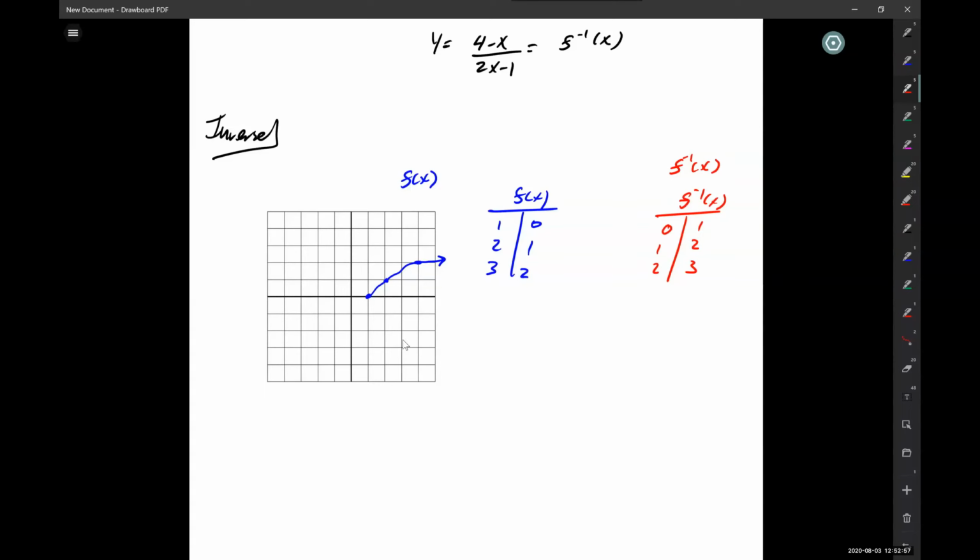So now what we're going to do is plot these points. So we have the point 0, 1, 1, 2, and 2, 3. And we're going to have the same kind of upwards curve like we had before. So that is graphing the inverse given a graph without any equation attached to it.